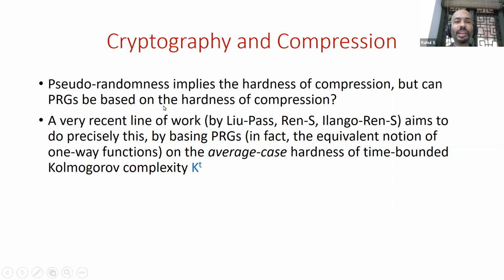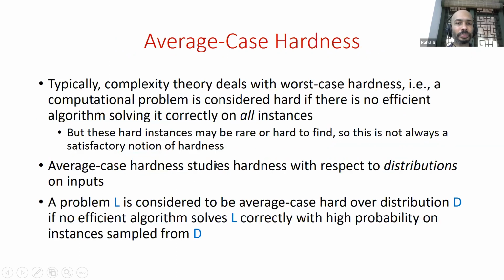And a very recent line of work, originating with a paper by Liu and Pass, but in which I've been involved as well, aims to do precisely this. In fact, what they do is to base one-way functions, which are a fundamental cryptographic primitive known to be equivalent to PRGs, on the average case hardness of the time-bounded variant of Kolmogorov complexity we already defined, K superscript T. So I just want to tell you a couple of things about these results before finishing.